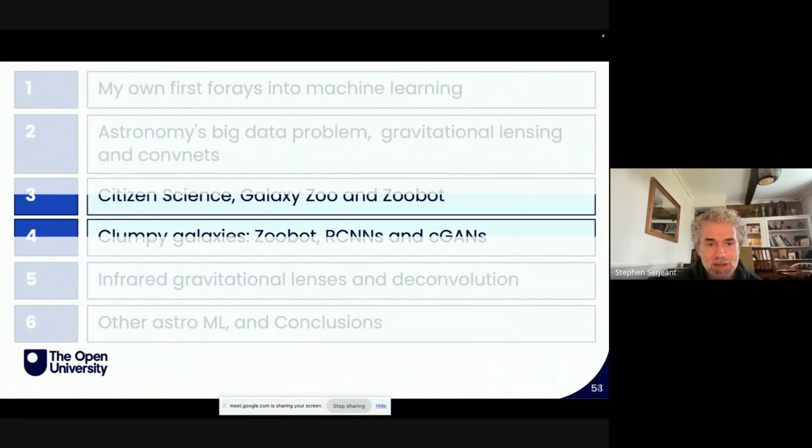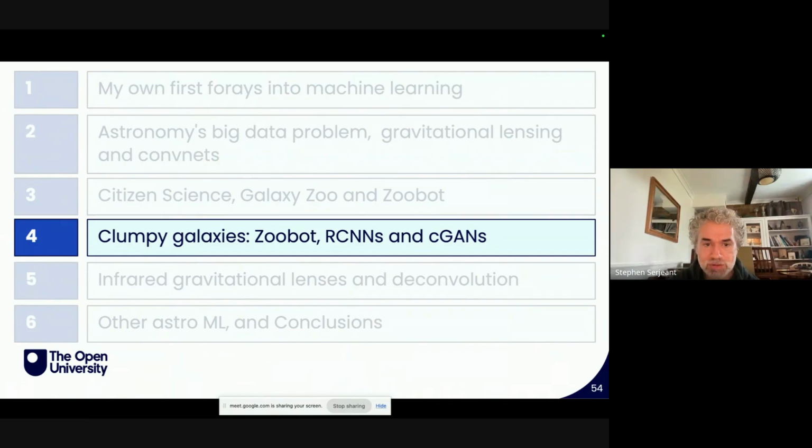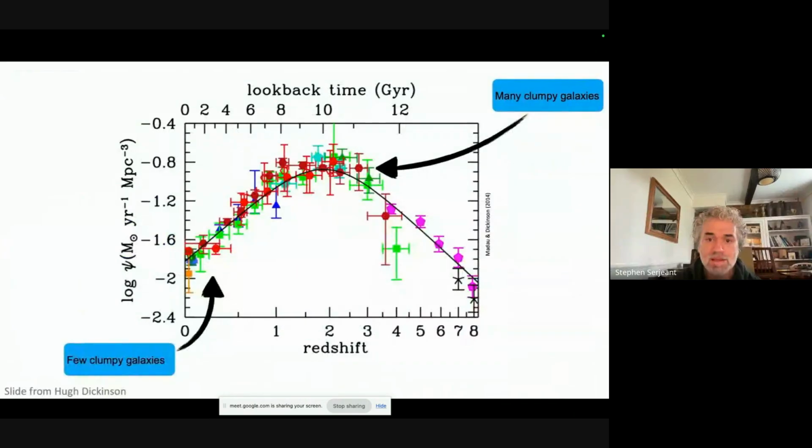So I'm going to talk next about another application of ZooBot, which is through clumpy galaxies. So I've got a plot here made by my colleague, Dr. Hugh Dickinson. So this is a plot of the number of stars that are forming in the universe per unit volume. And it's as a function of redshift along the bottom axis. So today is redshift 0.